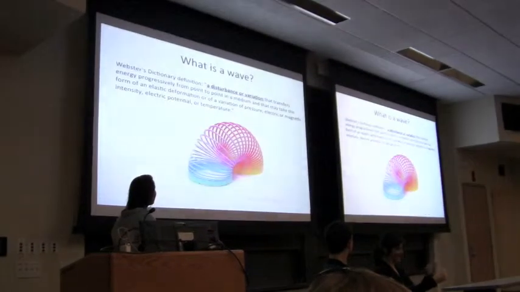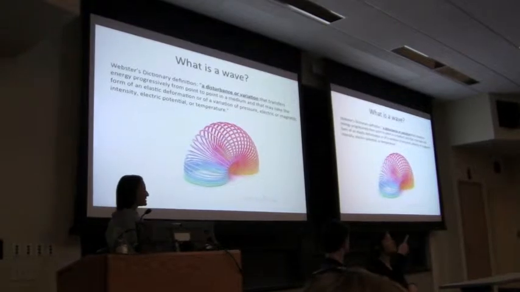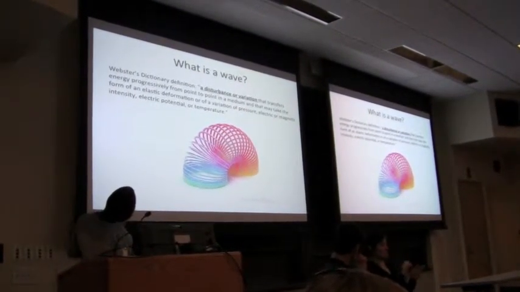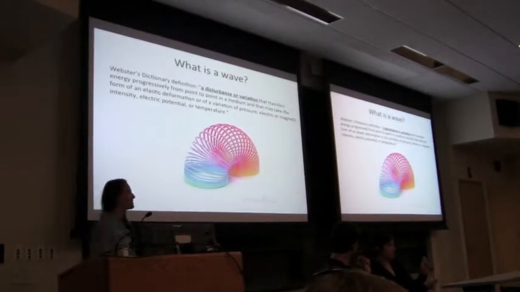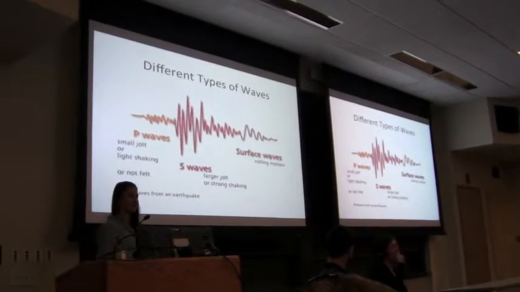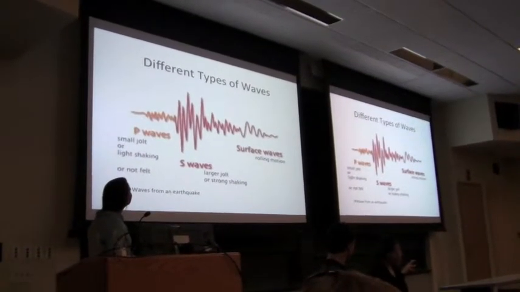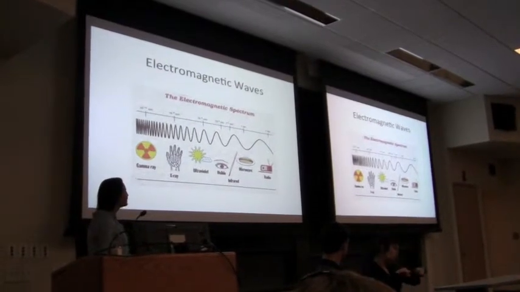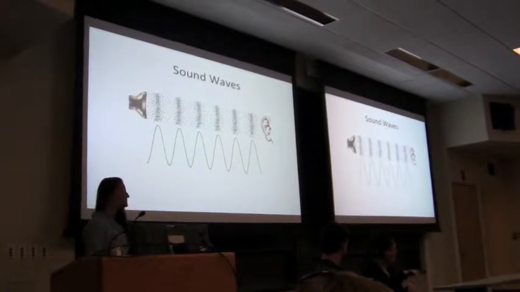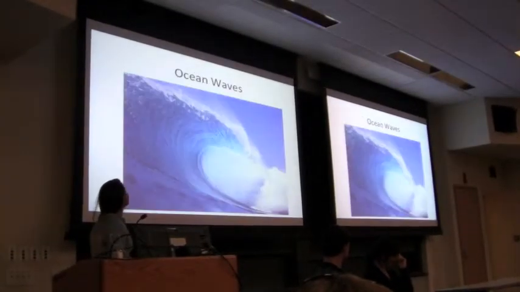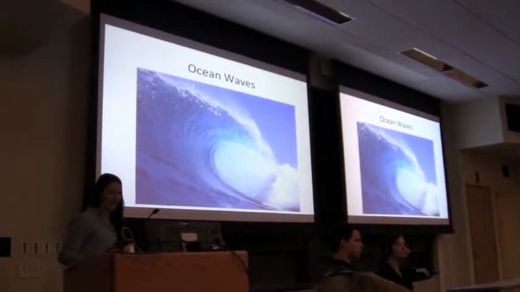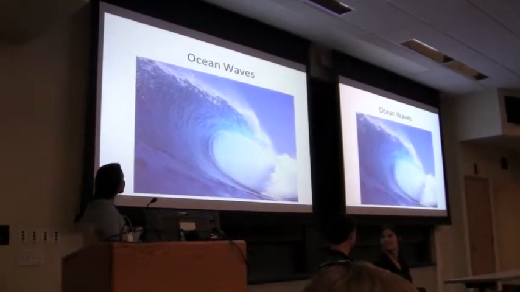Okay, so first of all, what is a wave? It's a disturbance or variation. That's the most important part. And it transfers energy. So there can be lots of different types of waves, not just waves in the ocean. We know that there's P waves and S waves from learning about earthquakes. There's electromagnetic waves like gamma rays, which we just learned about also. Sound waves, radio waves, and then there are ocean waves, which is what I'm going to be talking about today. And these are the waves I find most fascinating.